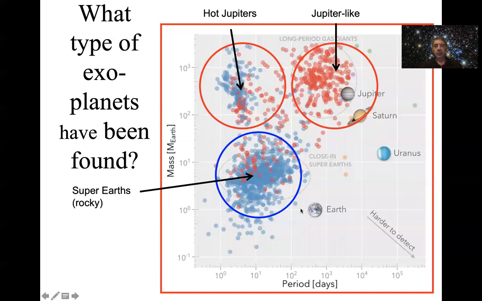So there are other missions up there at the moment. TESS is doing something similar. The TESS satellite is also looking for transits. And there are other experiments on the ground which can run for much longer and try and pick them up.